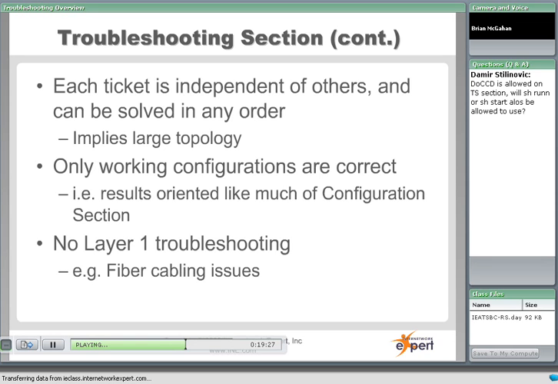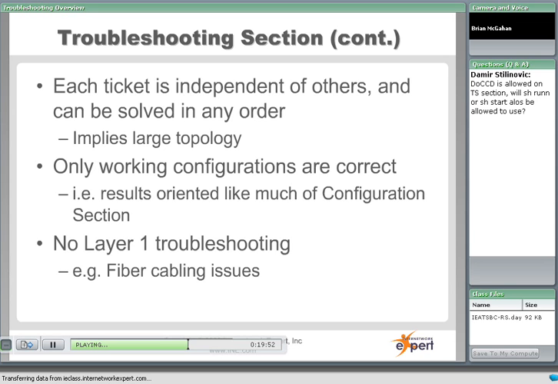Now, as you would assume, when they do the grading for the troubleshooting section, they're only looking for working configurations. So when you actually get the ticket, it will say something like, this is the problem, this is the goal that we're trying to accomplish. Unless you actually do accomplish that goal and meet the requirements of what they're looking for, then you would not get a passing score for that individual ticket.